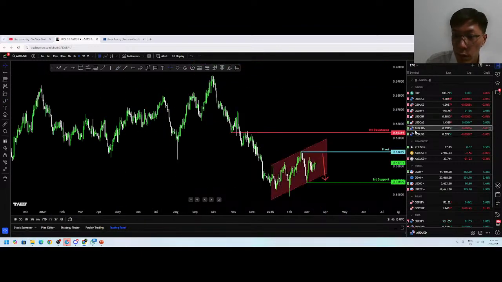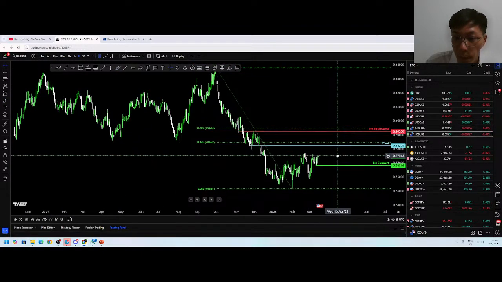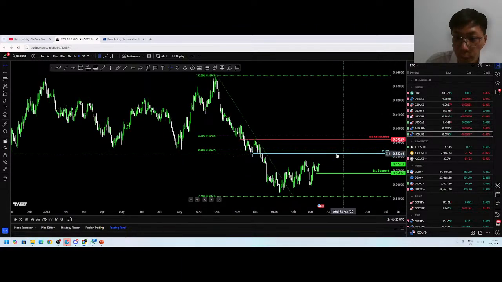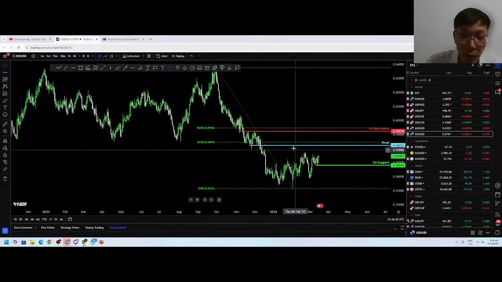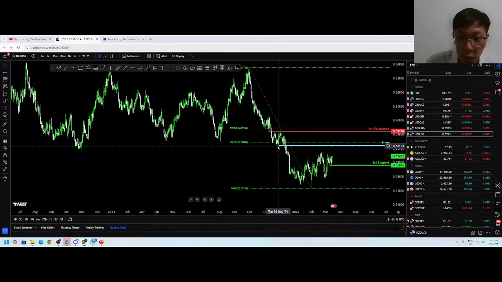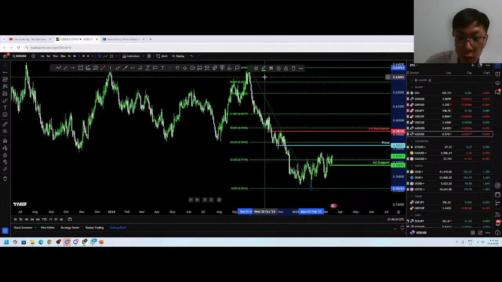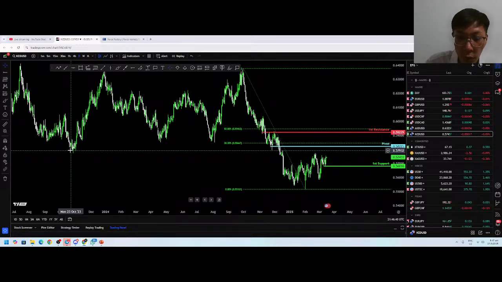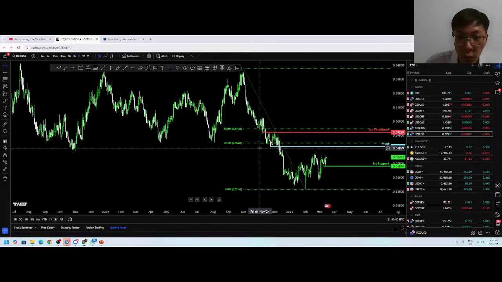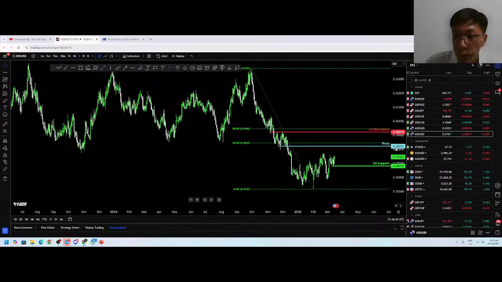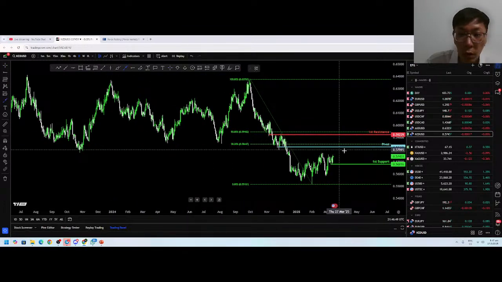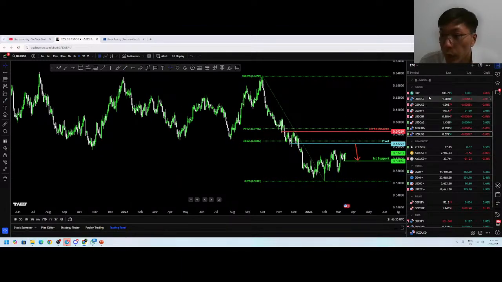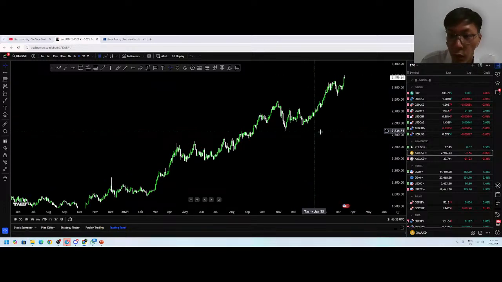Okay, let me see AUD USD. Okay, NZD USD. Yeah, I think this should be fine, right at this level over here. 38 and 50. Okay. Then this is our bearish. Okay, we have covered all the majors. Okay, let's look at gold.